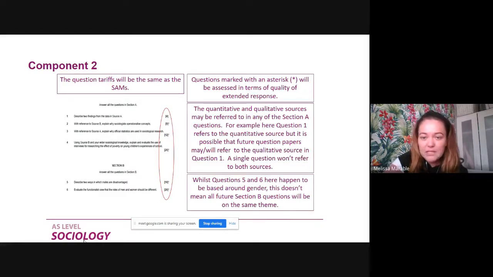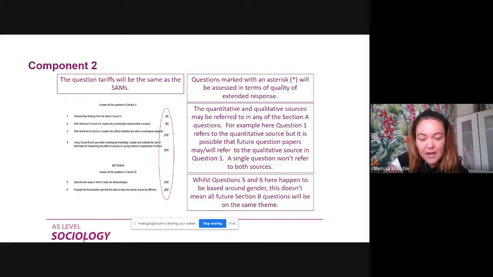Second box says the quantitative and qualitative sources may be referred to in any of the section A questions. For example, here question 1 refers to the quantitative source. It's possible that future question papers can differ and can actually go to the qualitative source. A single question will not refer to both sources, okay? That's really important to know and to be aware of.